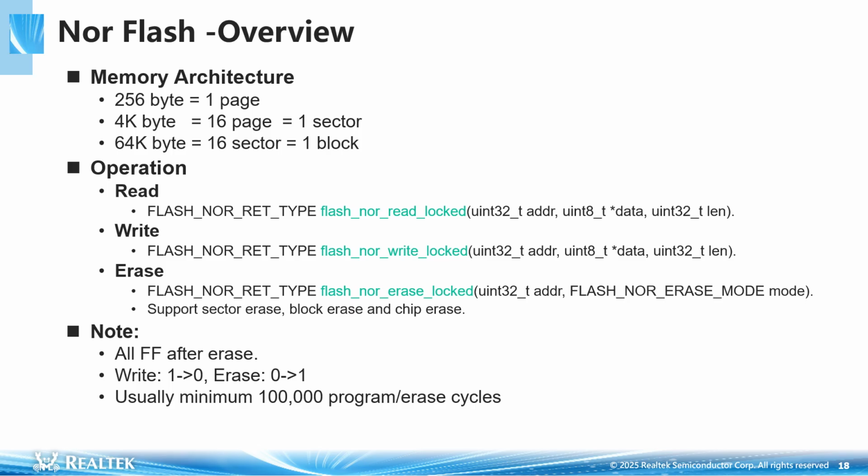Only an erase operation can change flash from 0 to 1, while a write operation can only change flash from 1 to 0. Typically, flash supports at least 100,000 program and erase cycles. As the number of cycles increases, the erase time of the flash also increases. The erase time is also related to the erase size of the flash.